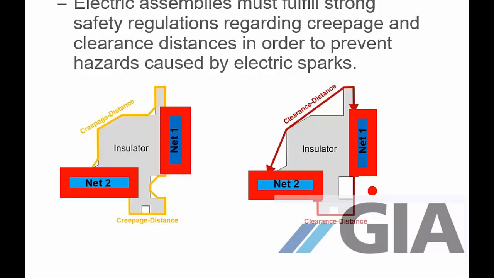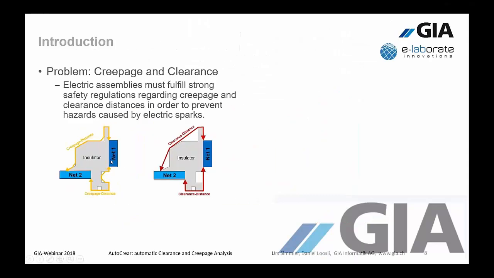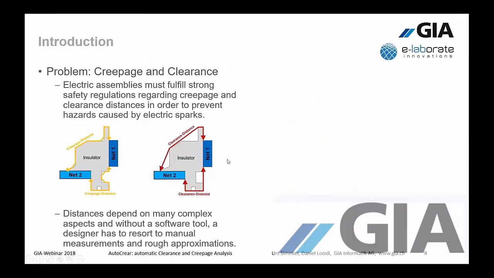And these levels are defined in safety regulations. The safety regulations differ from one country to another, and we just have to make sure that the distances over the air, which we call clearance, and the distances along the insulators, which are creepage, reach a certain level, depending on the net and depending on the potentials.